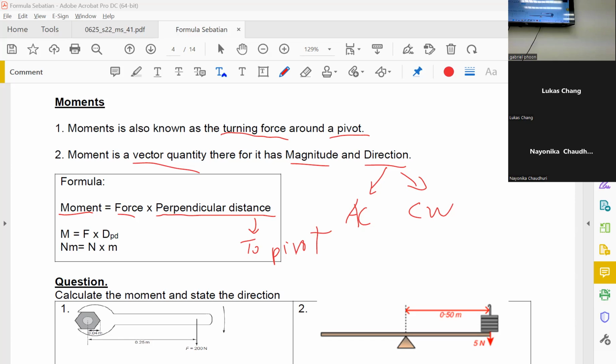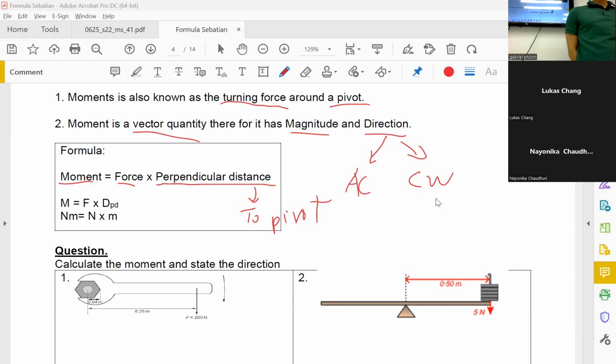Remember, we took the line, clockwise, clockwise. F6. Shouldn't be 5, 6. Yeah, 5, 6.